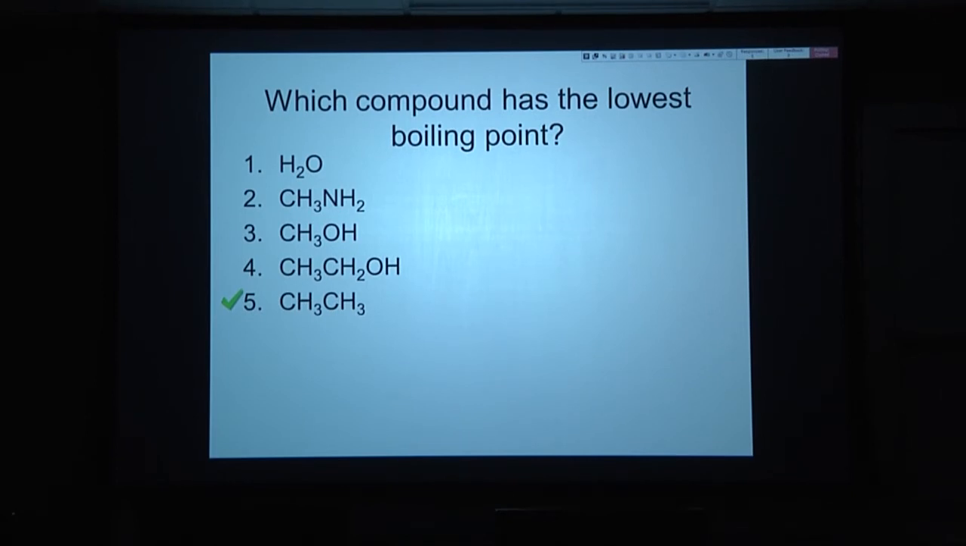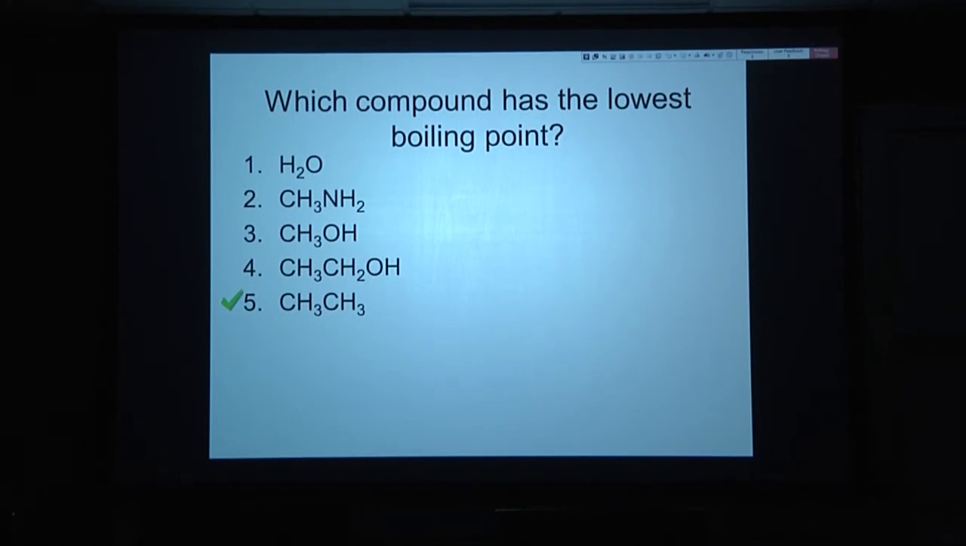In order for something to have the lowest boiling point, if we can identify something that only has dispersion forces present, then it's going to be the lowest boiling point. Ethane is a nonpolar molecule. It's not going to have dipole-dipole or hydrogen bonding. It's only going to have dispersion forces. All the other things have an OH or NH bond and are going to be polar and have hydrogen bonding. So they're going to have much higher boiling points.